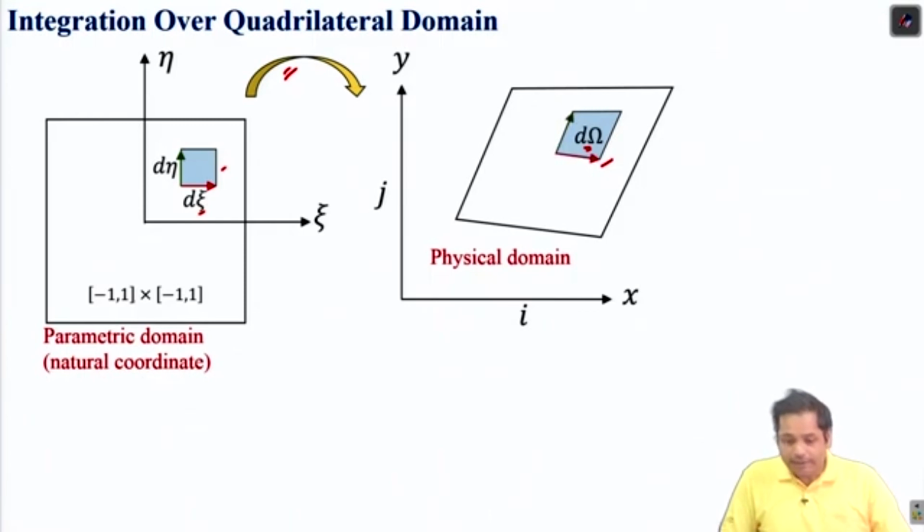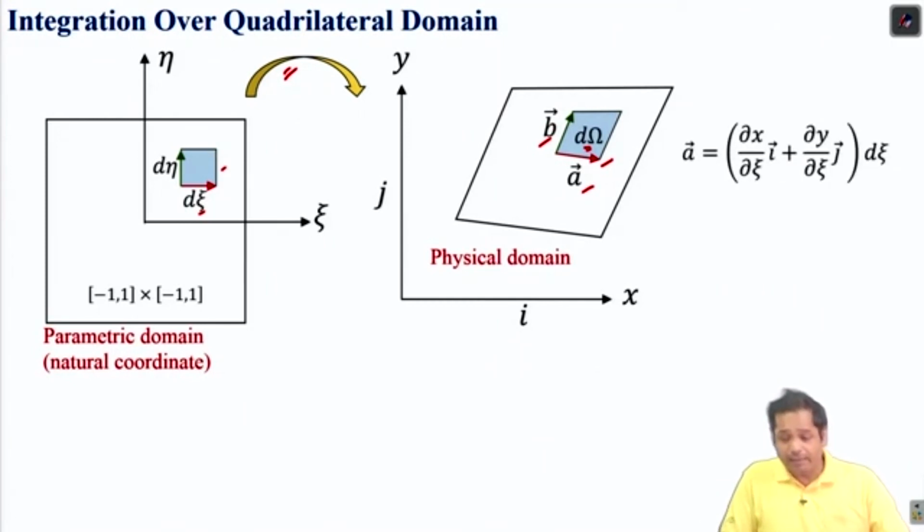Now, take two vectors, say vector A and vector B. We know that vector A can be written as this, where dx is del x del xi times d xi. We will not write an explicit expression for del x del xi. It all depends on the map, right? How you write the map. But suppose it is straight-sided, we have a square domain and a straight-sided quadrilateral, like a 4-noded quadrilateral. Then this map is a linear map, right?